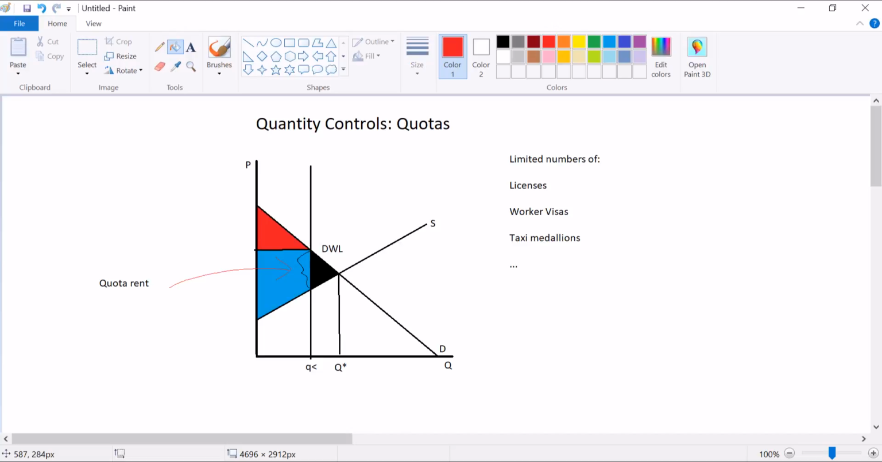In my next couple of videos, I'm going to talk a little bit about taxes, about deadweight loss, and about black markets. Because whenever there are deadweight losses and people willing to buy and sell, it might create some incentives for some illegal transactions. But anyway, that's quantity controls and quotas in a nutshell.